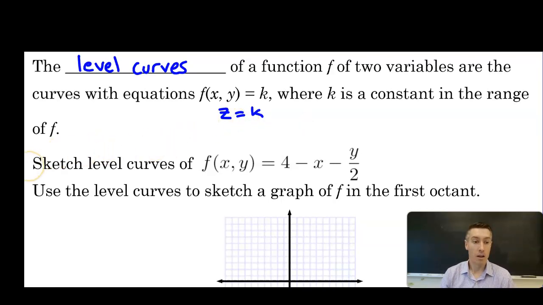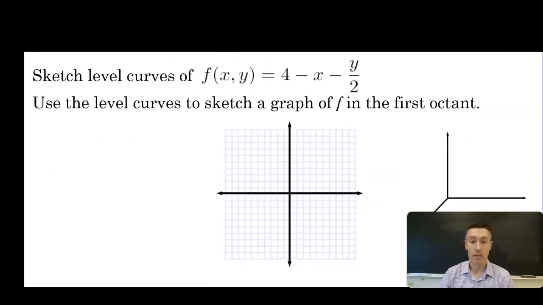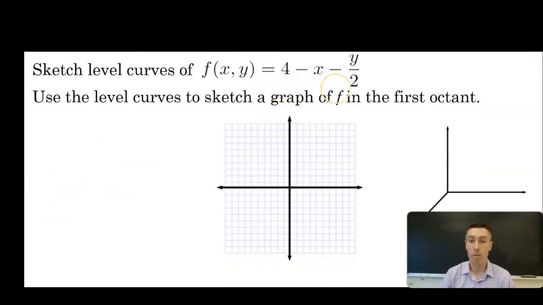So our first example, sketch level curves of the function f of x y equals 4 minus x minus y over 2. So if we replace the function with z, hopefully we can notice that this would be the equation of a plane. Now we're just representing it as a function. So level curves, let's graph a few of them to get a sense of what they look like. So we'll start with k equals 0. And again, we write k instead of z just to really emphasize the fact that it's some constant that's being put in for the function output or the z value.